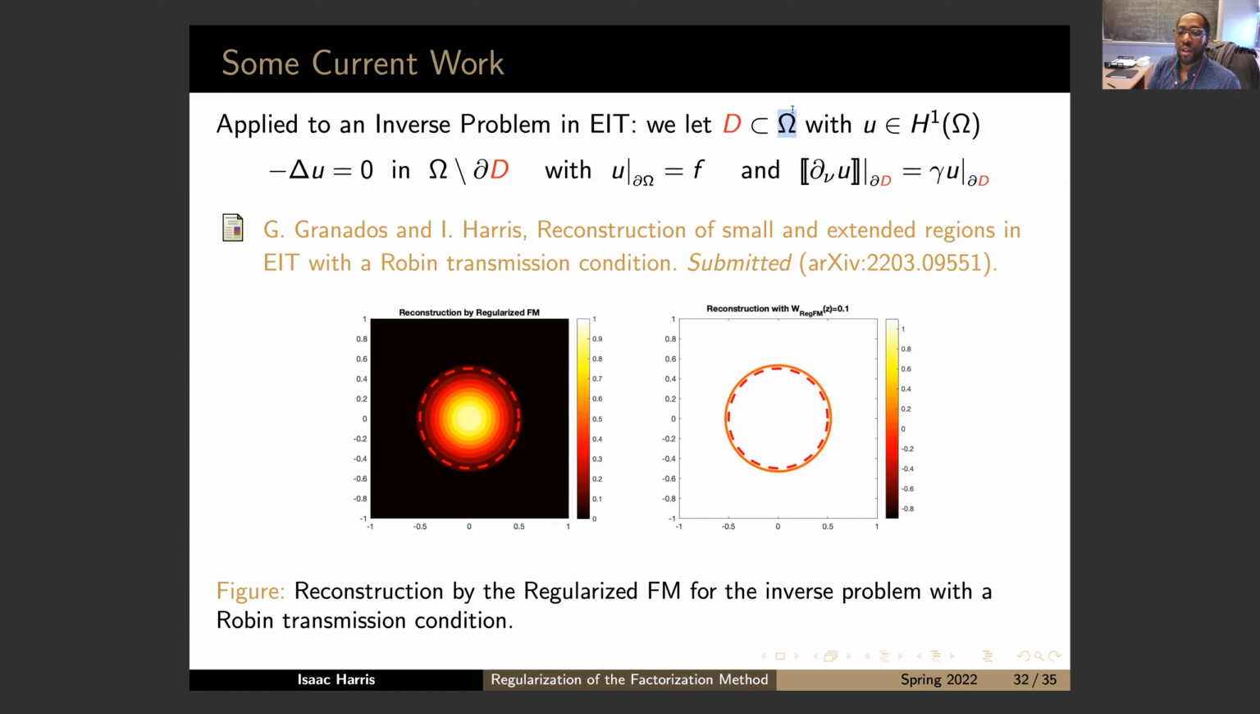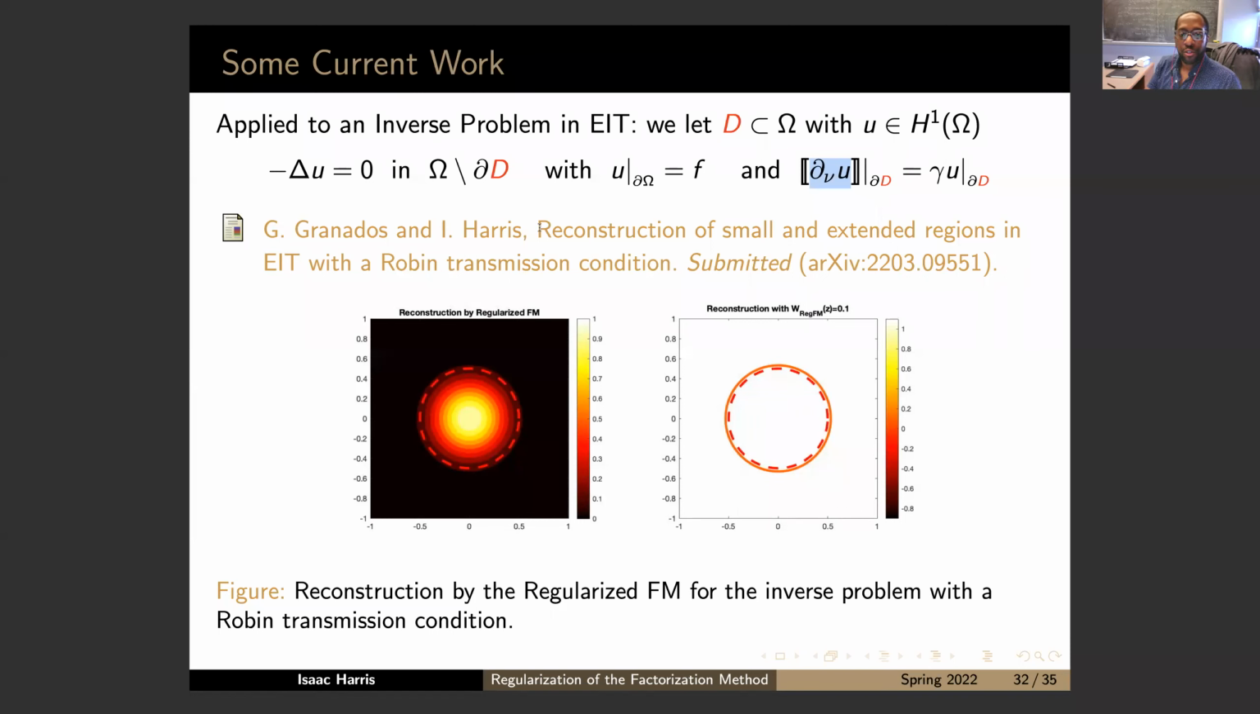That's in some subset omega, where U is harmonic everywhere except for the boundary of D. You have the prescribed voltage on the boundary, and there's a jump in the current across D. And so this models some type of corrosion.